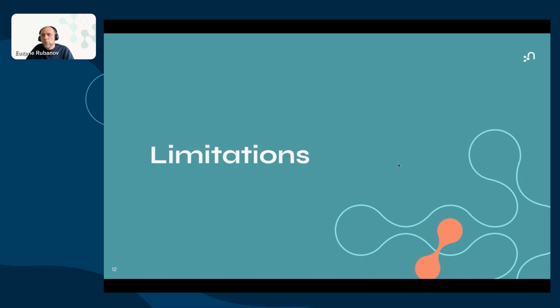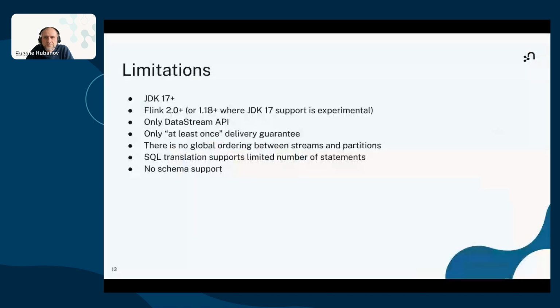Okay. What are our limitations? So the JDBC driver requires Java 11 or later. That's our first limitation. Because of that, it's best to use Flink 2.1, which actually supports Java 17. However, theoretically, you can use Flink 1 starting from version 1.18. It actually introduced Java 17 support in experimental mode.